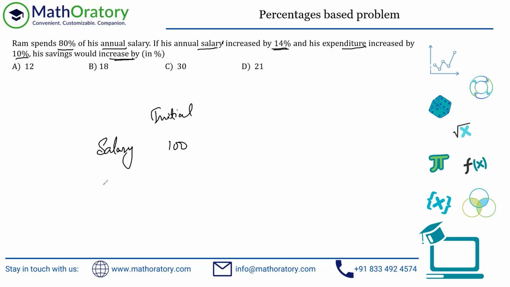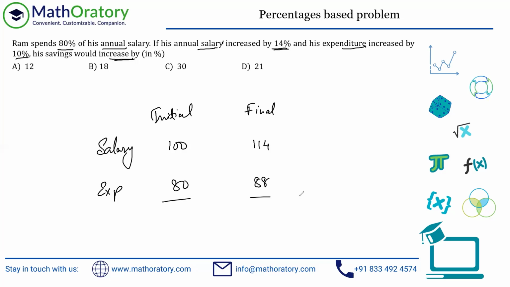Next, we know from the first statement that Ram is spending 80%. So that is the expenditure. He's spending 80% of this 100, which is 80, right? So he spends 80 of his salary, which I've assumed to be 100. Now, finally, in the later stage, a couple of things happen. One is his salary is increasing by 14%. So it becomes 114. And the expenditure increases by 10%. So this is the expenditure initially. This increases by 10%, so increases by 8. So that is 88, right?